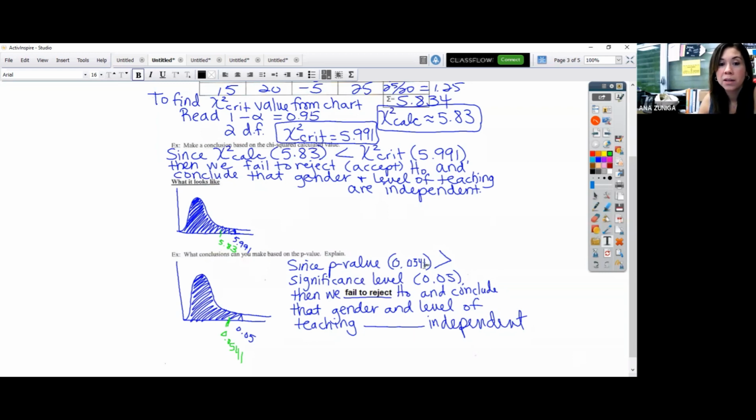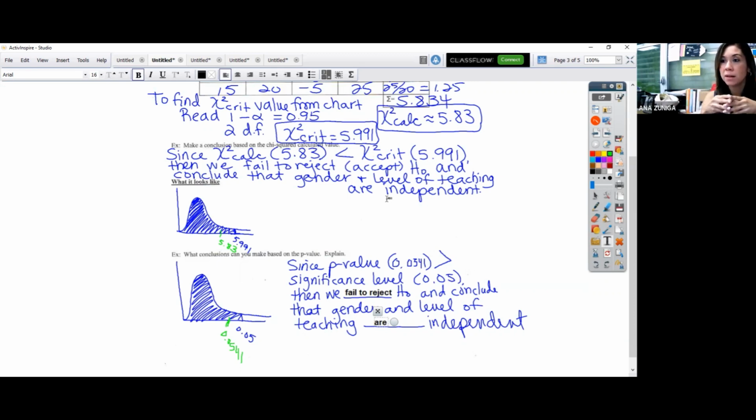So since the p-value is greater than the significance level, the alpha level of 5%, then we accept the null hypothesis because it's in the shaded region, which means we fail to reject the null hypothesis, and conclude that gender and level of teaching are independent. Since we are failing to reject, we're saying that yes, they are independent, they have nothing to do with each other. We already did this problem, and we made our conclusion based on chi-square calculated versus chi-square critical.